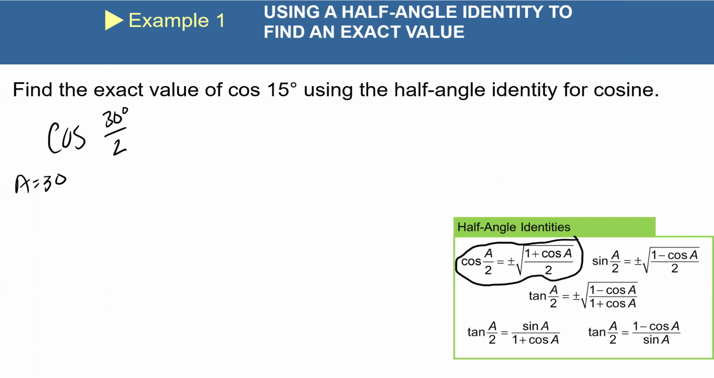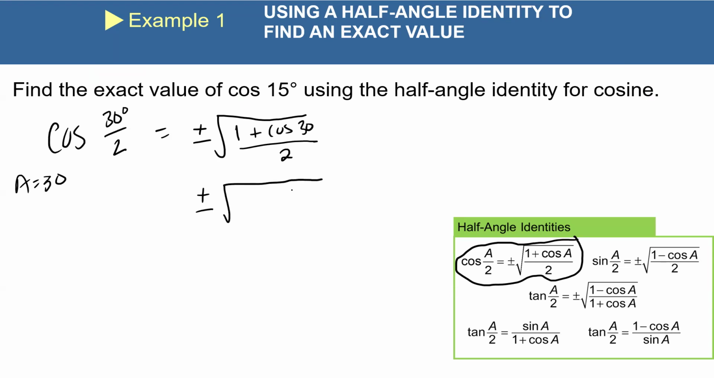The first one, the cosine formula. So when we substitute in, we get plus or minus the square root of 1 plus cosine of 30 degrees divided by 2. What's the cosine of 30 degrees? So we have 1 plus square root of 3 over 2, divided by 2.